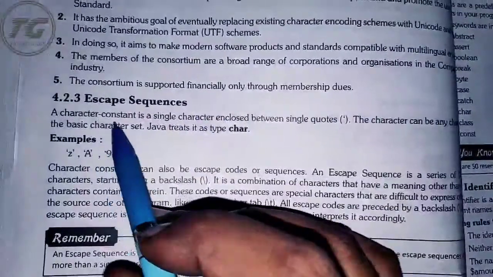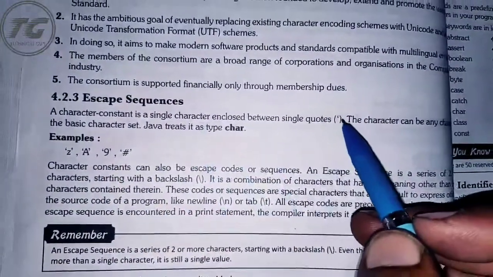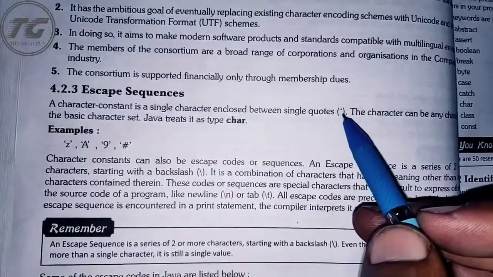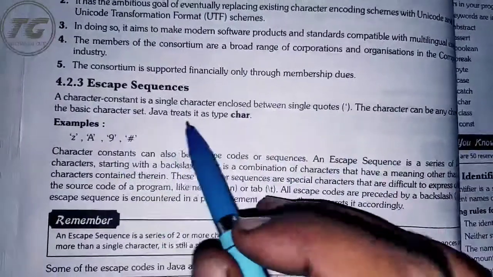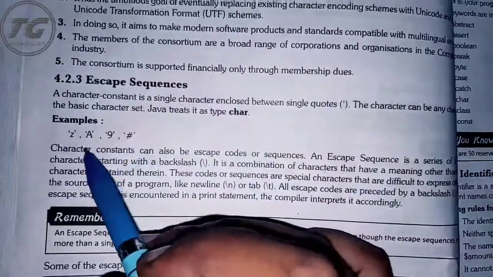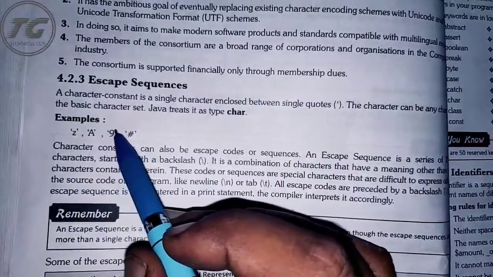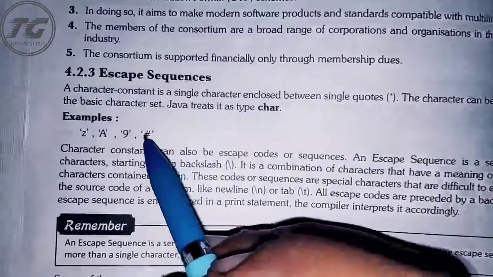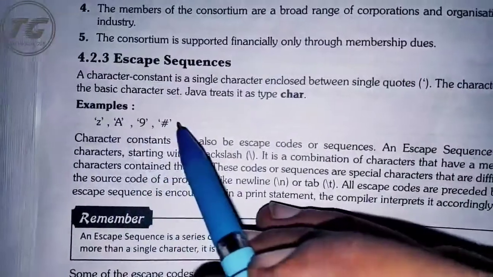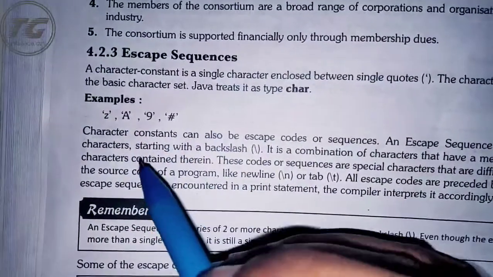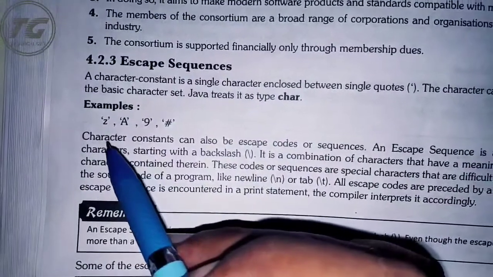So firstly they have told about the character constant. Anything that is enclosed in single quotes is called a character, and the data type for the character is char. For example, small z, capital A, any digit or any special symbol. If it is enclosed in single quotes, that will be a character.